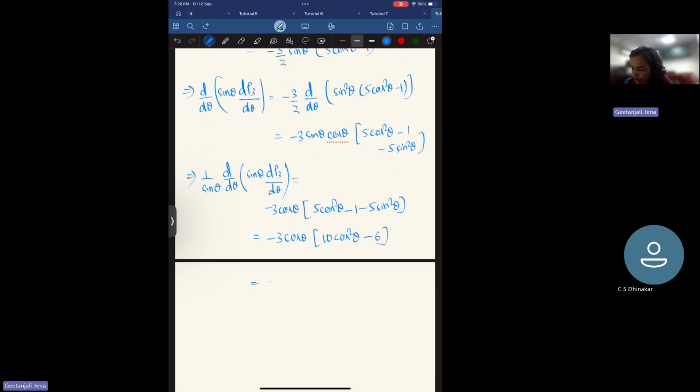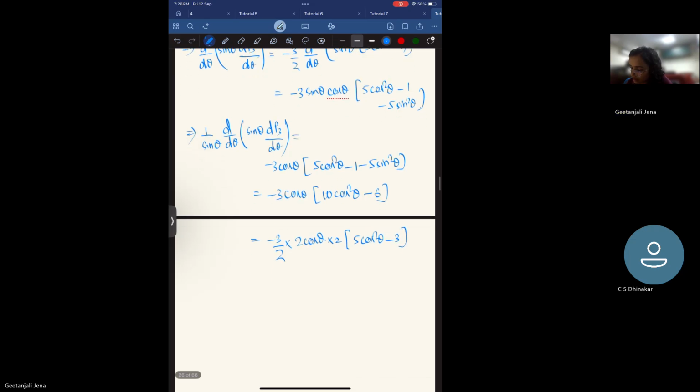So we can simplify it to 3 by 2. Let us say 2 cos theta into (5 cos square theta minus 3). So this is just to prove that we'll get the right hand side if you take the left hand side.